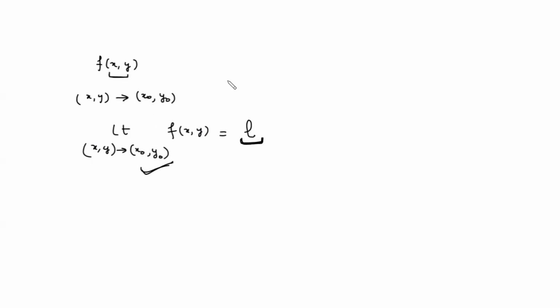But in single variable you have only two directions. One is the left direction, another is the right direction, right? Approaching the point A. If your function is approaching some number L, you will say your function has a limit at A.